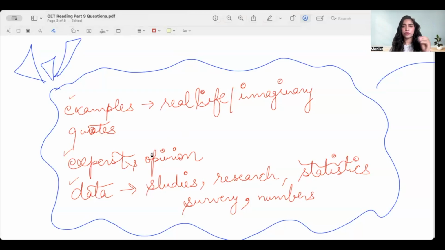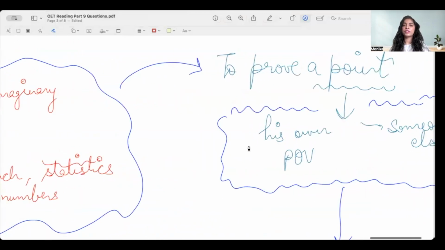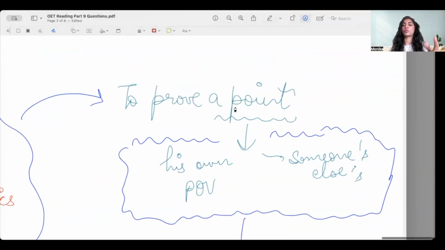Why does the writer usually use these things? Well, the writer usually uses these things to prove a point. And that point of view could also be his own perspective. It could be somebody else's perspective. How do we figure out which particular point of view is the writer trying to support with that particular study or example or quote? How do we figure that out?